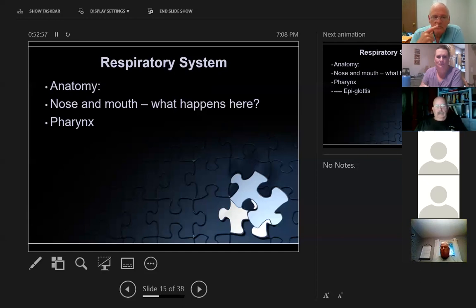And the area between the mouth and the pharynx and the nose and the pharynx, we have terms for that. Between the nose and the pharynx, we call the nasopharynx. Between the mouth and the pharynx, we call the oropharynx, oro meaning mouth.